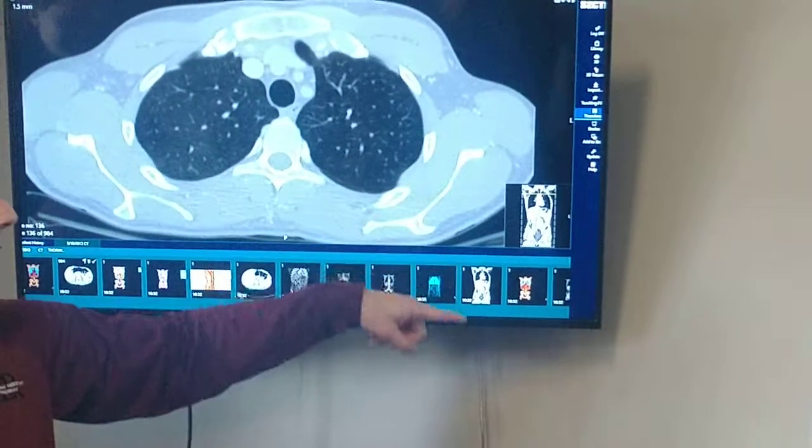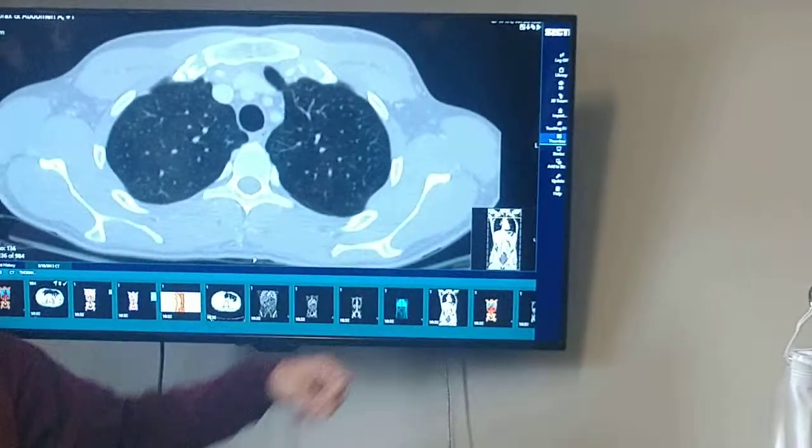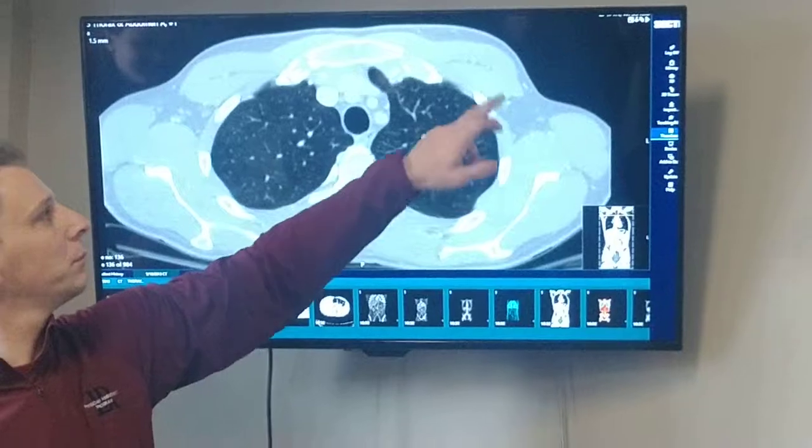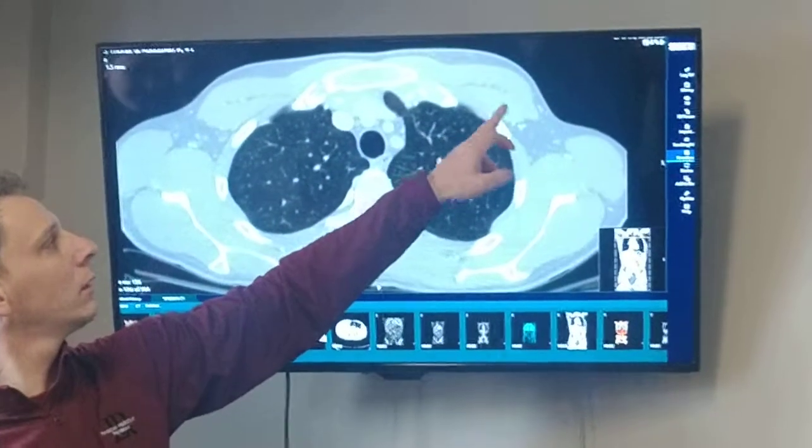Supraspinatus? No. Subscapularis, right? Infraspinatus. Right, what's this? Pectoralis? Pec major. Pec major. Pec minor. Minor.